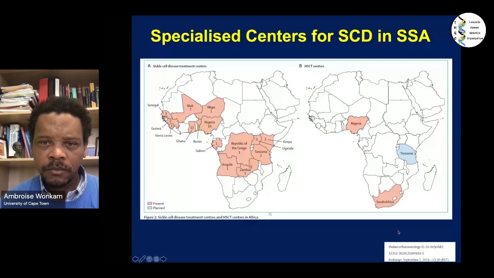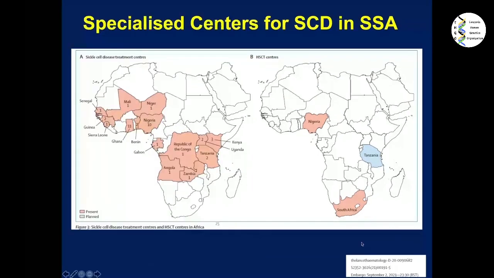I must stress that the capacity to do hematopoietic transplant will be an important capacity to implement gene editing or gene therapy for sickle cell disease. So we will need to improve this map in the years to come.